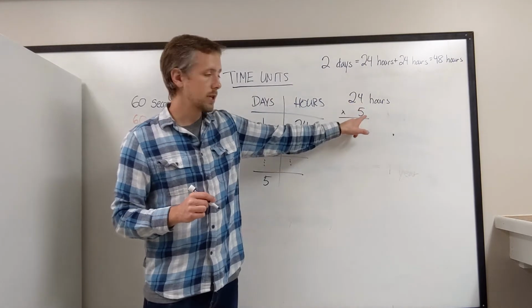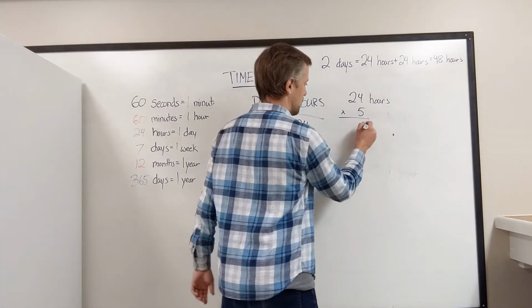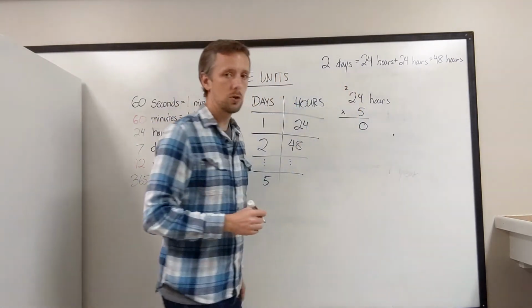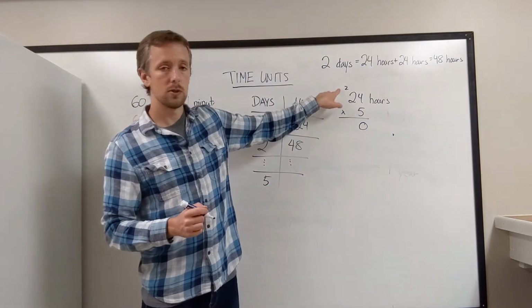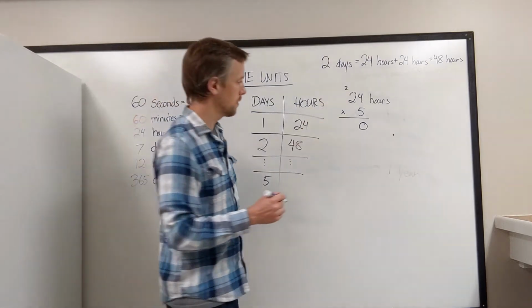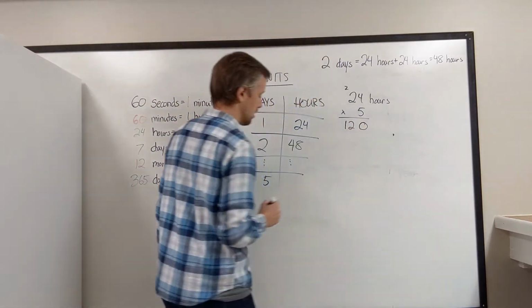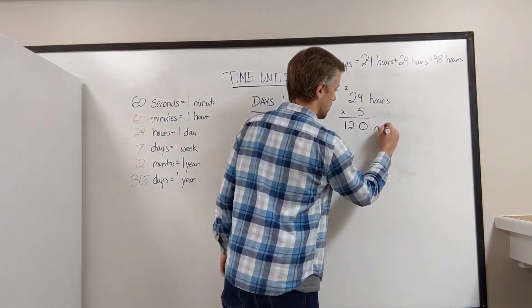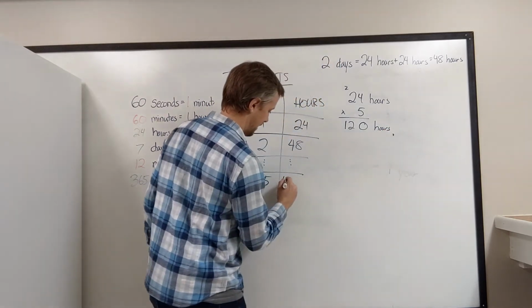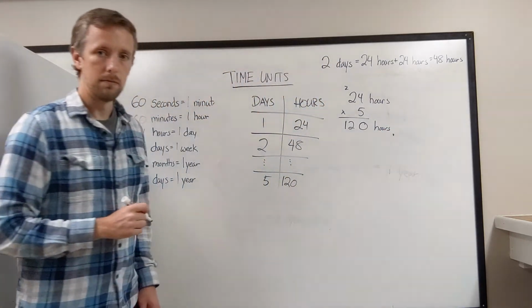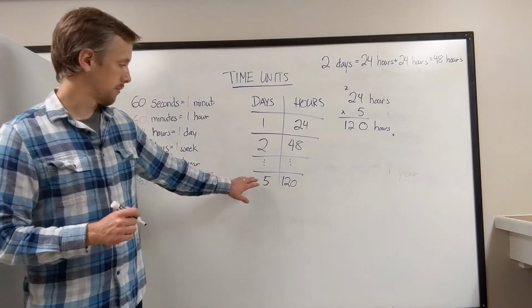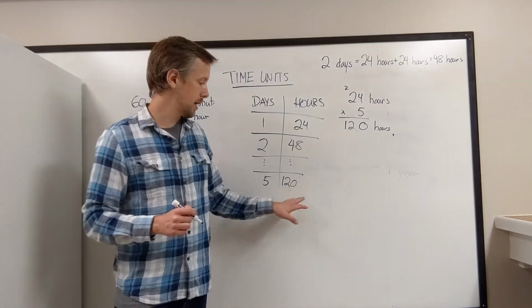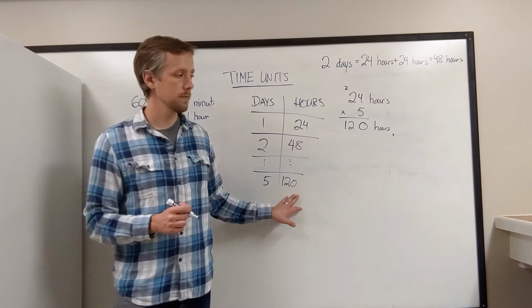So here we do 4 times 5 is 20. So the 0 goes here and we carry the 2. And 2 times 5 is 10, plus the 2 that we carried over makes 12. So this is 120. 120 hours is 5 days. Okay, and that's how you do a simple conversion for 5 days, you do 24 times 5, you get 120 total hours.